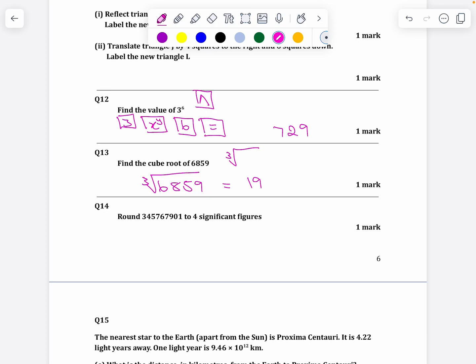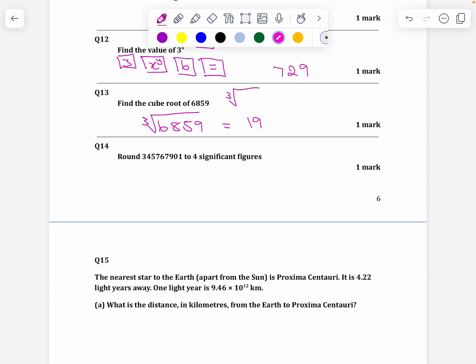Okay, another round into significant figures. So you want 4 significant figures. So you want 1, 2, 3, 4. So we're going to stop it there. And the rest we're going to fill with zeros. But first of all, we need to decide, are we going to keep the first 4 as 3, 4, 5, 7? Or 3, 4, 5, 8? Well, the next number is 5 or more, so we're going to round up. And then fill in the rest with zeros.